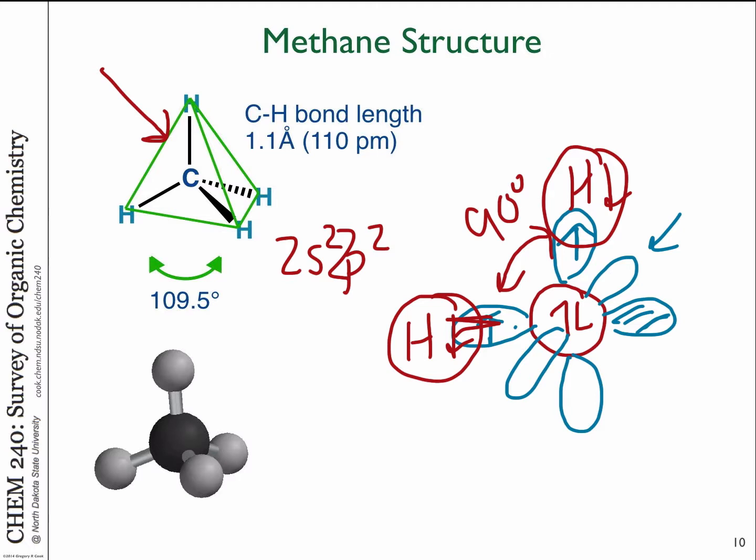This would be in the shape of a tetrahedral. That's why it forms that. It's the most stable spatial arrangement for those electrons. But the orbital configuration of the atom doesn't explain it, right? So we have to be able to explain this somehow.